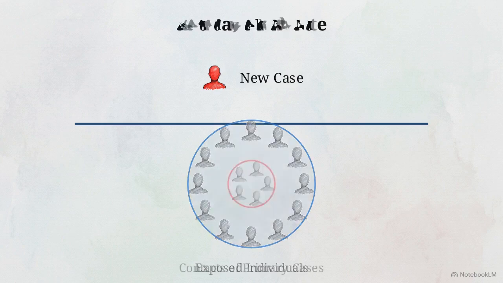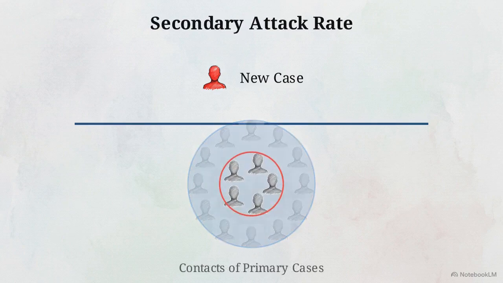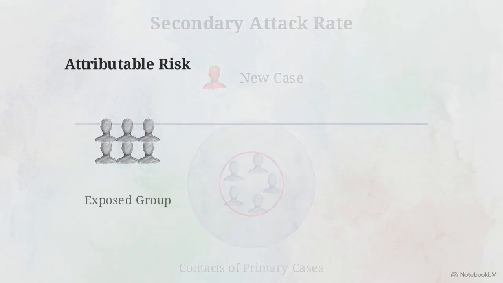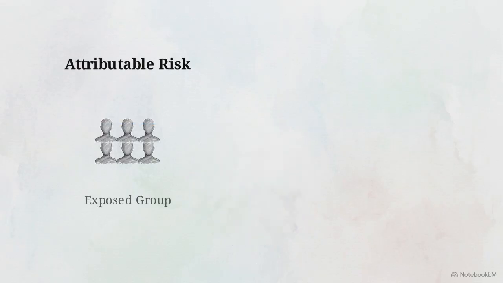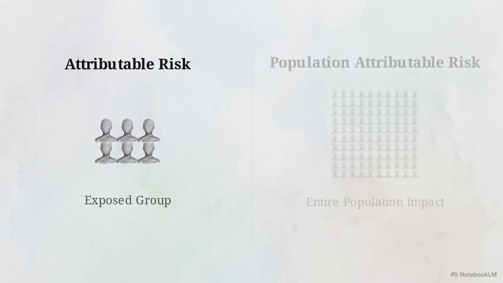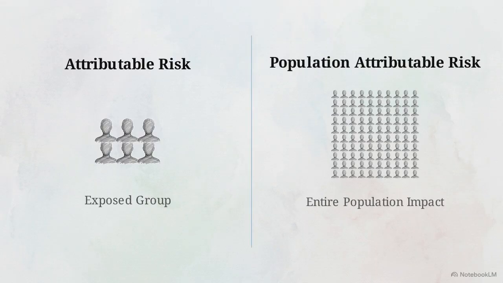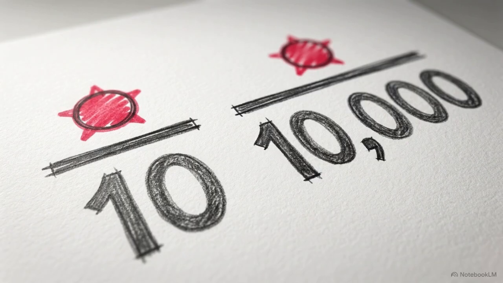Attack rate uses exposed individuals as the denominator, while secondary attack rate narrows to only contacts of primary cases. Attributable risk measures excess risk within an exposed group, but population attributable risk measures impact on the entire public. Focusing on the denominator prevents you from being misled by numerators designed to mirror each other.